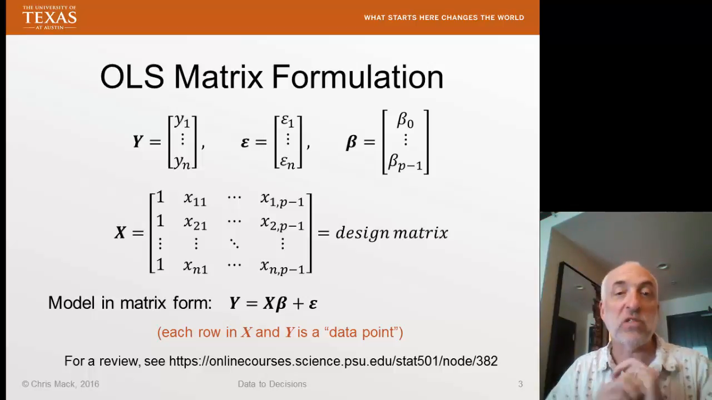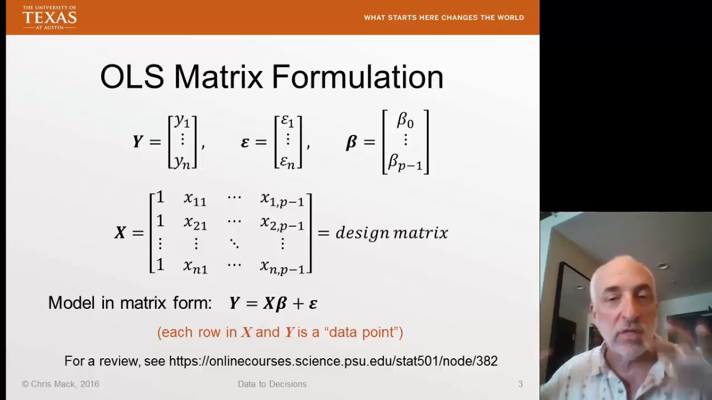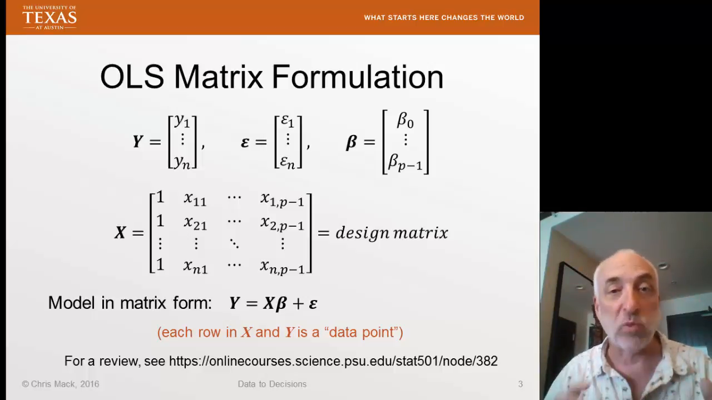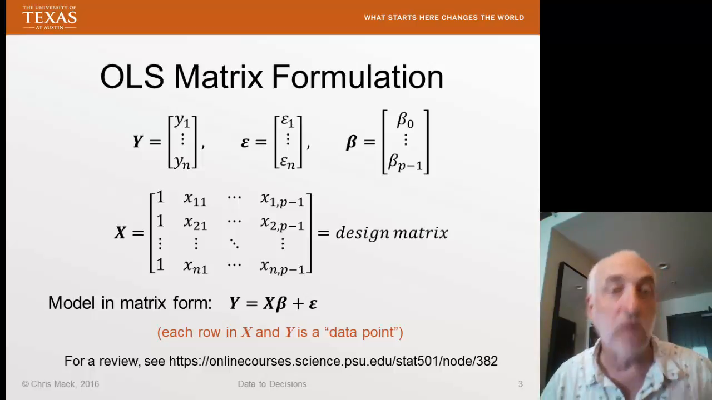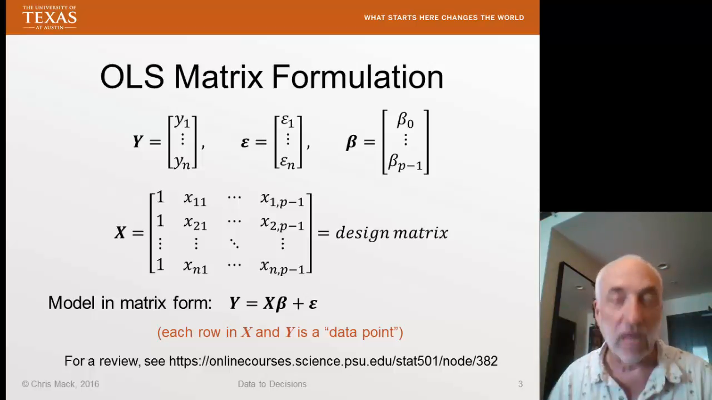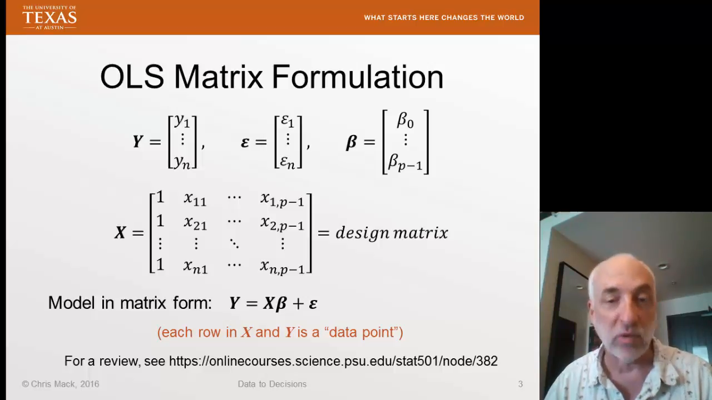Also, you'll note that each row of X and y represents a data point. So you run an experiment, you set all the x values to individual numbers, you run the experiment, you measure y. That's one data point. That's one row in one of these matrices. Every row is a different data point. I have n rows, n data points.